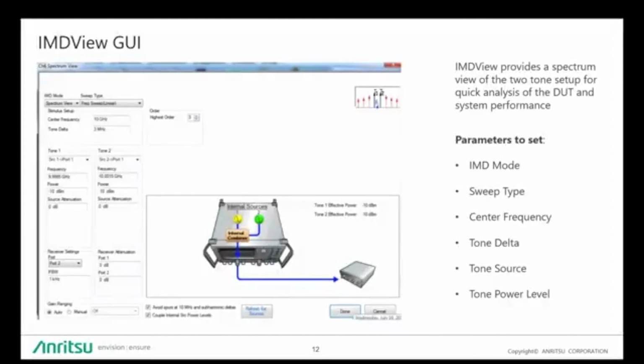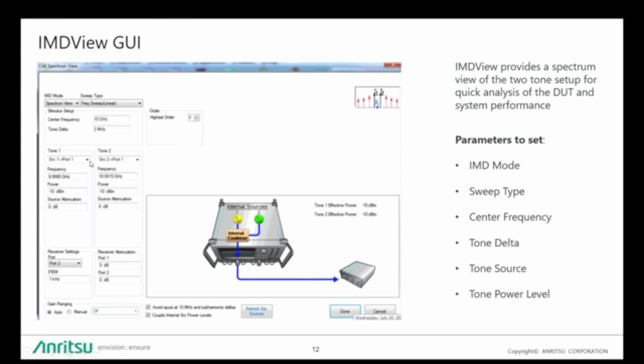To me, a picture speaks 1,000 words. So here's the picture of the IMDView GUI itself. And as mentioned before, some of the parameters that you can set here is the mode itself. You have two modes. You have a spectrum view mode where you see the two tones as well as the third order products. And then you also have a swept frequency mode. Over here, you can set the center frequency, which I have set to 10 gigahertz right now. You have a tone delta. What's the spacing between those two fundamental tones?